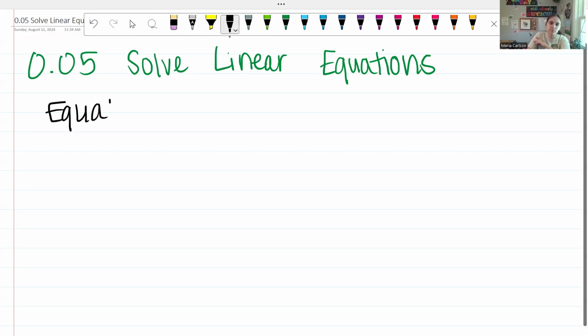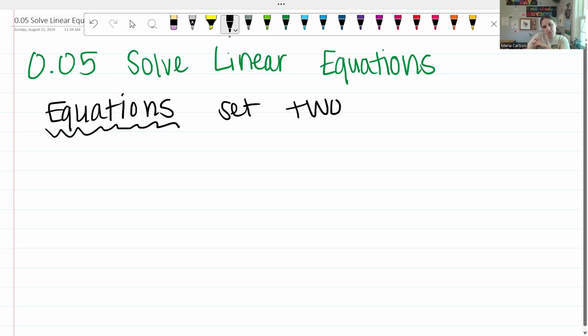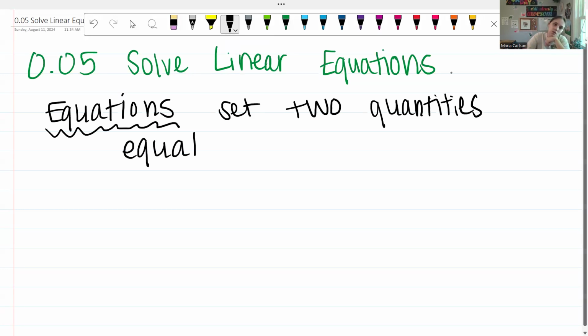Equations set two quantities equal to each other. Quantities equal. Oops, I don't know why I made it that big. Equal to each other.